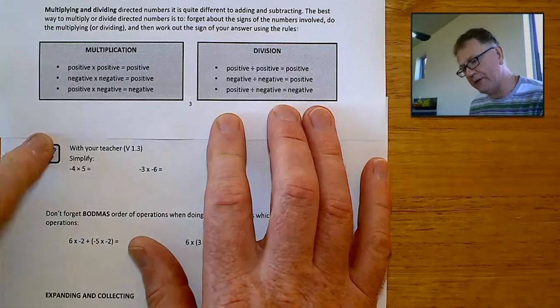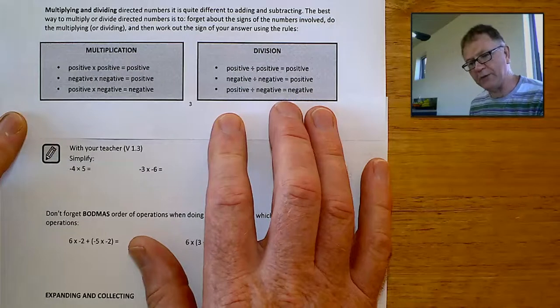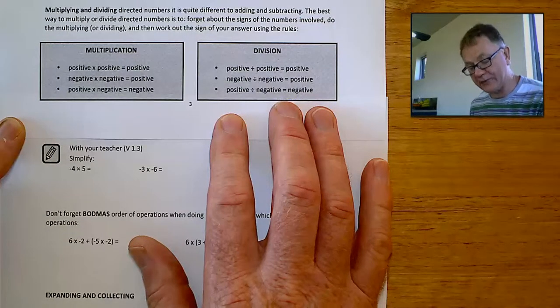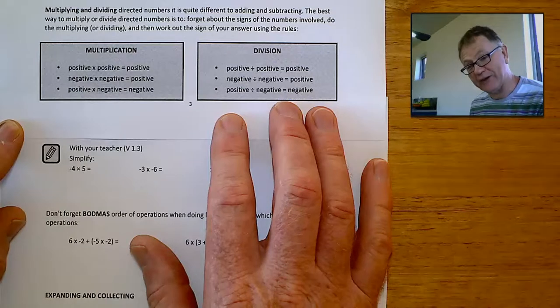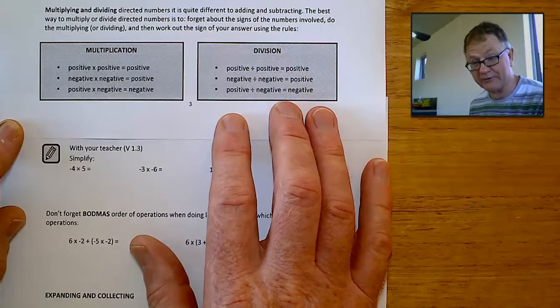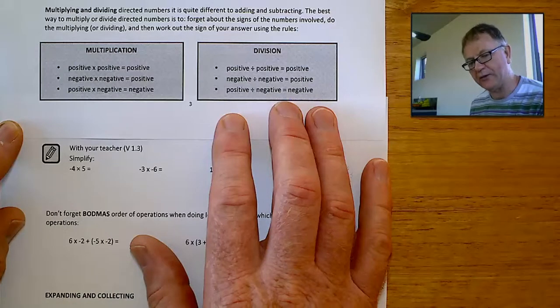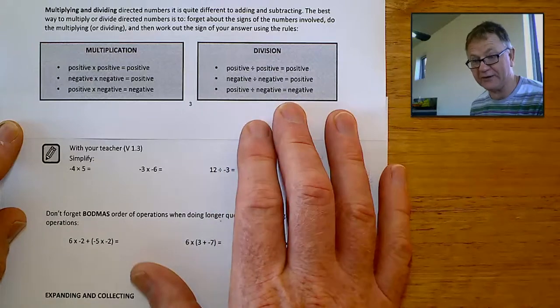So bearing that in mind, the way to go about multiplying and dividing positive and negative numbers is forget about the positive and negative bits. Just do the multiplication pretending they are normal whole numbers, and then work out what sign your answer is going to be. Work out if your final answer is going to be positive or negative.